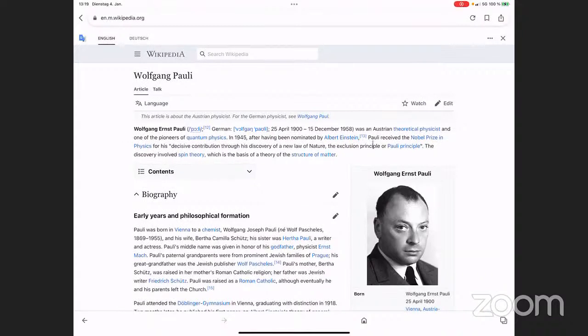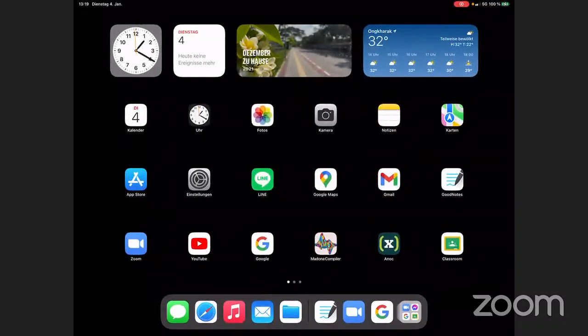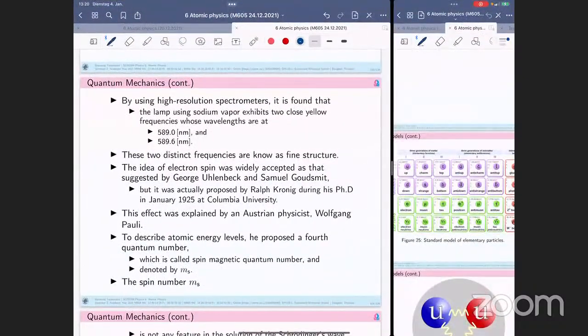Okay, and he also received the Nobel Prize, because he discovered, or gave a good explanation of, the electron spin. But the idea was actually discussed by Ralph Kronig, though it was not well accepted because at that time he was only a PhD student.